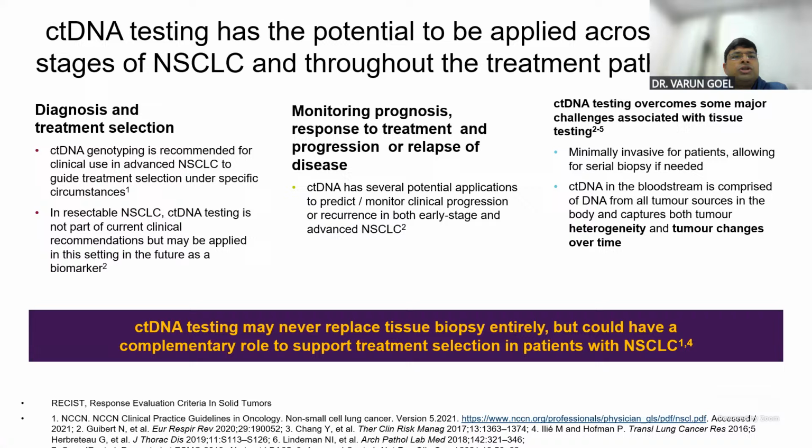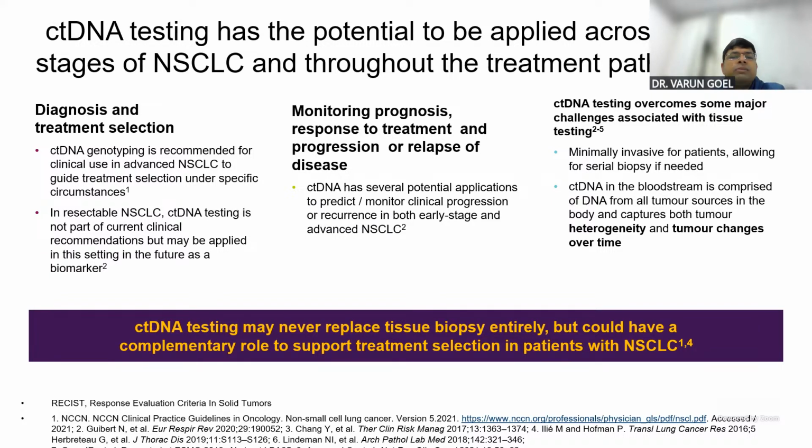Coming to ctDNA testing, it has the potential to apply across all stages of NSCLC and throughout the treatment pathway. It may confirm diagnosis, help in treatment selection, and monitor prognosis, response to treatment, and progression or relapse of the disease, and via ctDNA testing, we may overcome some major challenges with tissue testing. ctDNA genotyping is recommended for clinical use in advanced NSCLC to guide treatment selection under specific circumstances. In resectable NSCLC, ctDNA testing is not part of the current clinical recommendation, but we may apply it in this setting in the future as a biomarker.